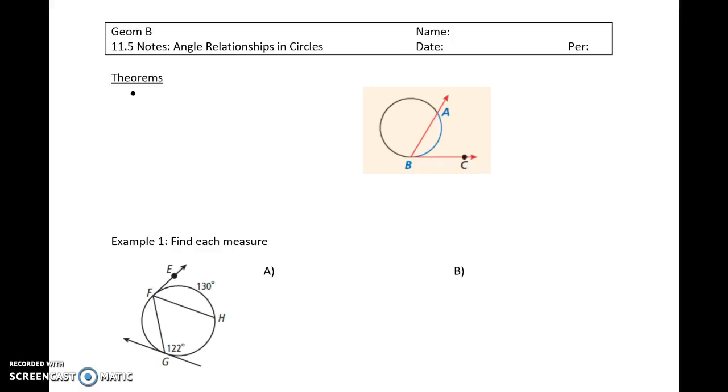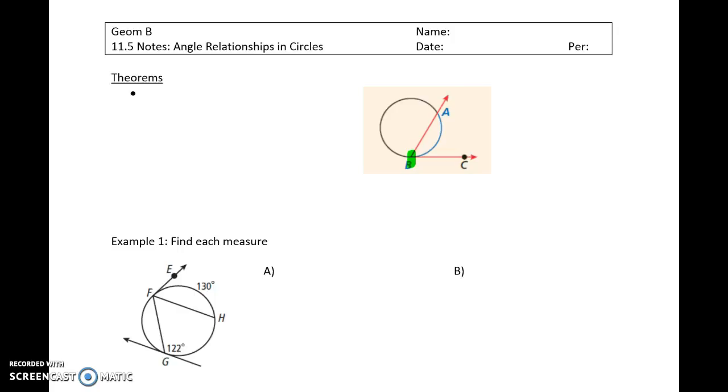So we're going to continue working with angle relationships in circles. Remember, the key thing that we talked about earlier was to look for where the vertex is. So we're going to look at different diagrams. You're going to see secants, chords, and tangents create more angles. But again, the key thing is where is the vertex?